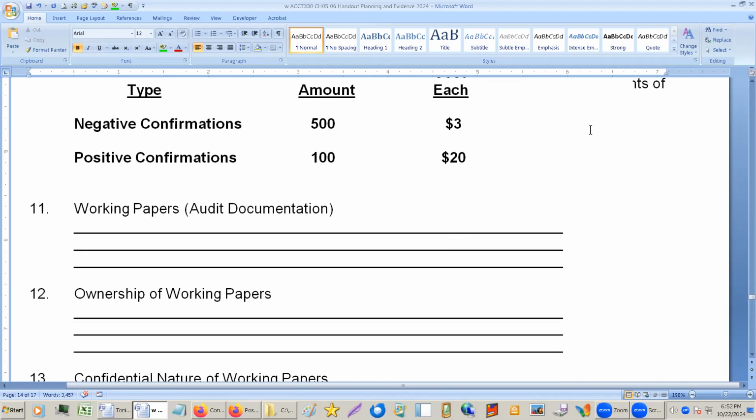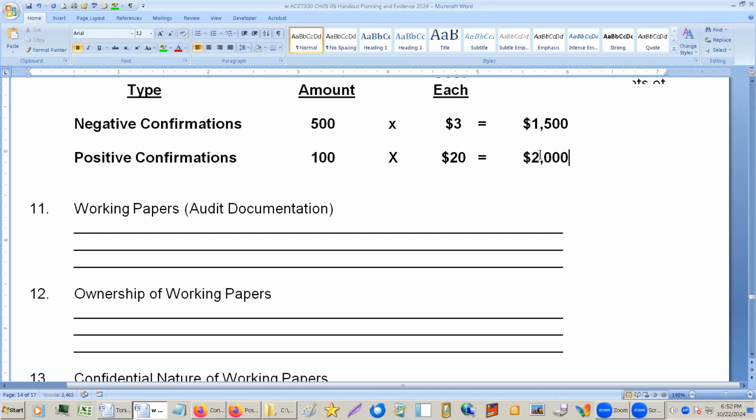Positive confirmations? Probably not. If you multiply these out, 500 times 3 is 1,500, and the other one is 2,000. Ignore those crazy numbers I'm writing up there. It would be cheaper to use the negative confirmations if you're equally happy.